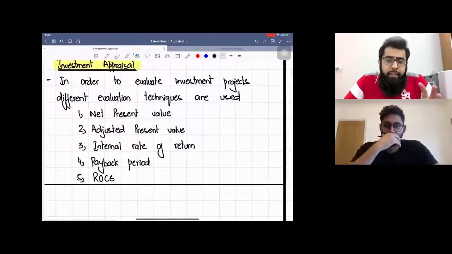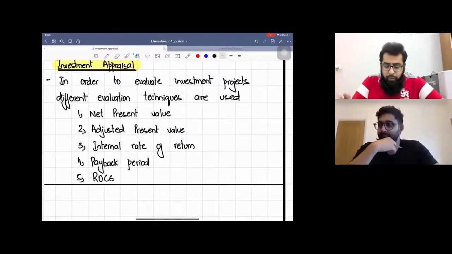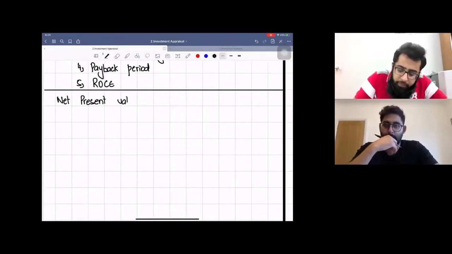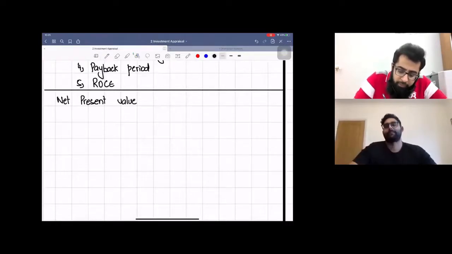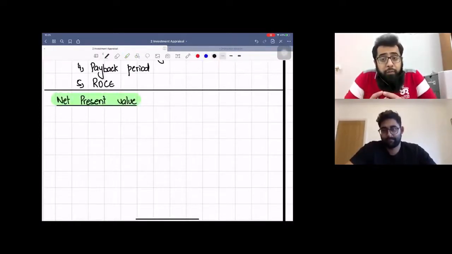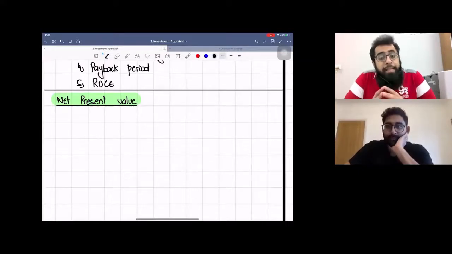Like you can estimate that in investment appraisal, like 4 or 5 meetings will be consumed in which we'll discuss these techniques. So we are starting with a basic investment appraisal technique, which is net present value technique. Okay. Now, in net present value technique, what we do is that we simply calculate the present value of inflows and outflows. And if the net present value of the project is positive, then we accept the project. And if the net present value of the project is negative, then we obviously decline it.